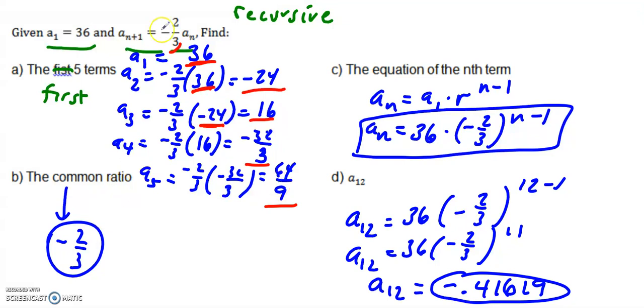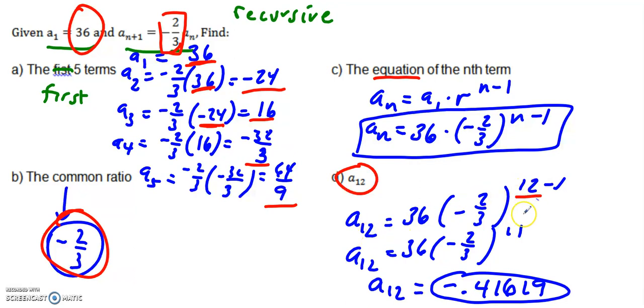The common ratio I said was negative 2/3 because it was given to me in the lovely recursive equation. To find the nth equation, I already knew what my first term was here, found that my common ratio was here, so this is how I got my final equation, and then I used this equation to find the 12th term more quickly. So I plugged 12 in for n, and got negative 0.41619 as my final answer.